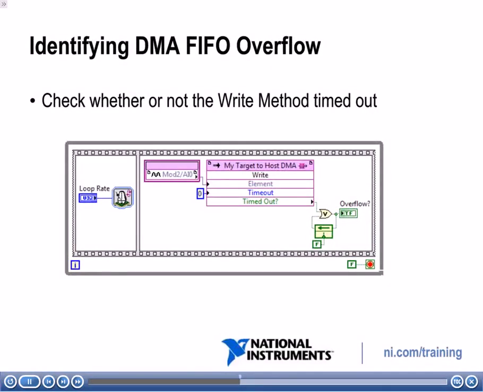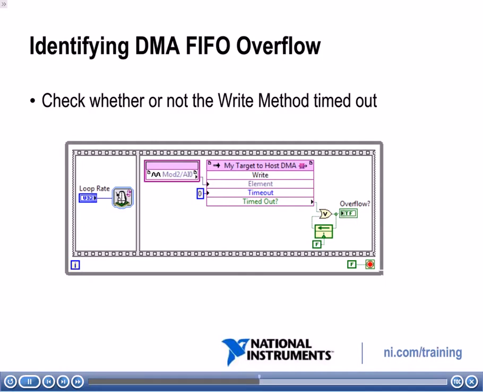So how do you identify a DMA FIFO overflow? The way you could do this is, here we have a block diagram of our FPGA VI, and on our FPGA VI we're writing to a DMA that is going from the target to the host. Notice that there is a timed out output. As we're trying to write some data to it, if the DMA FIFO is already full, then that write node is going to time out, and timed out is going to be true. And notice over here we're using a feedback node to latch whether or not a timed out condition has ever happened, and we're outputting that to an overflow indicator.